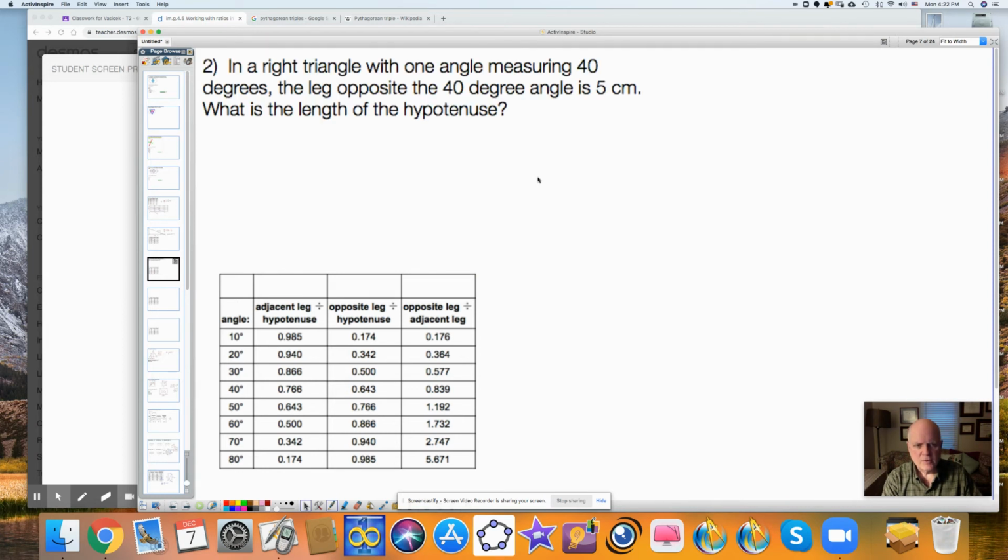So if I were to write this down and draw a picture of it, I've got a right triangle. I'm going to draw a right angle. I don't know how much 40 degrees is, maybe this much. This is 40 degrees. This is my right angle. The side opposite is 5. We want to know what the hypotenuse is.